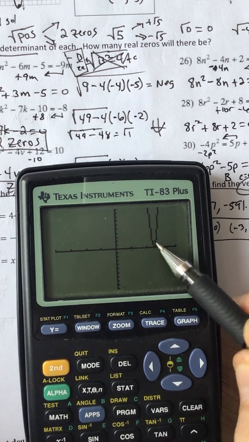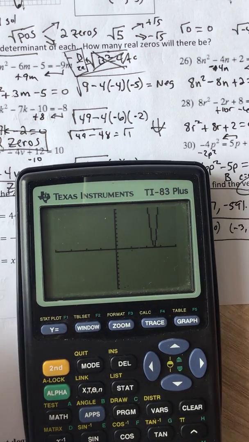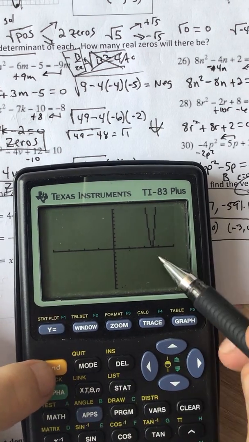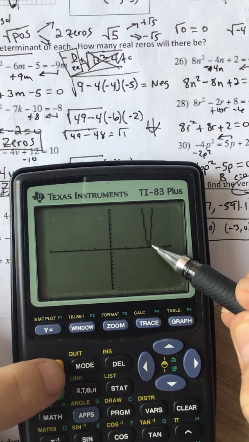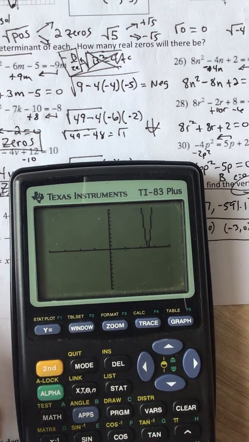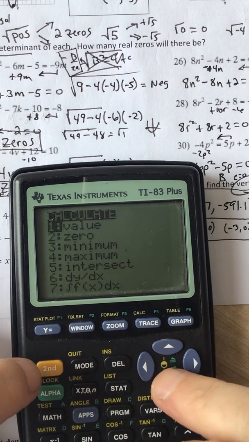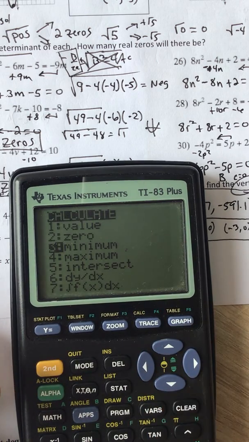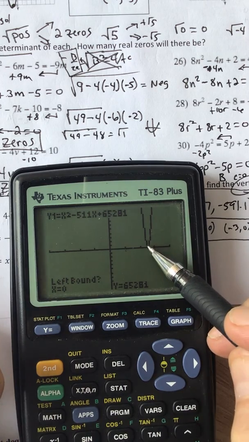I don't know if that's crossing the x-axis or not. Before I zoom box in there, I'll just find the vertex and see. Because if the vertex is above the x-axis, I don't need to search for them. I know it doesn't touch. So I'll do second, calculate the minimum. I want the smallest value of this picture.